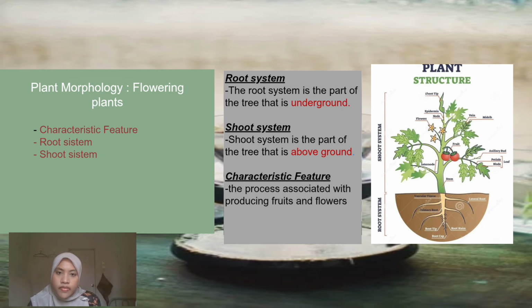Root system means the part of the tree that is underground. Shoot system is the part of the tree that is above ground. Characteristic feature: there are processes associated with producing fruits and flowers. We can call it fertilization or pollination.